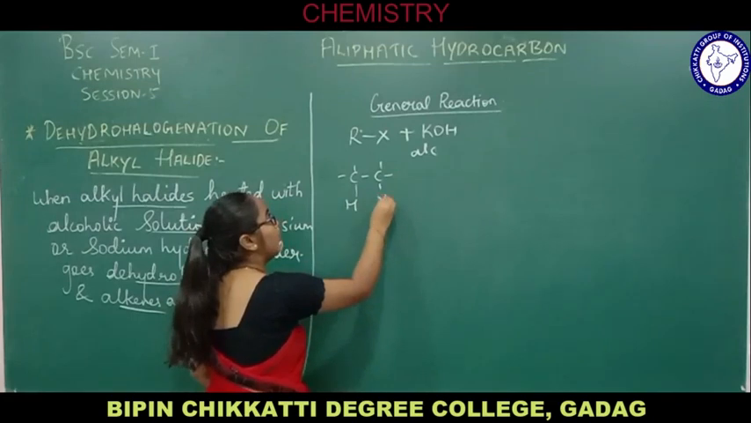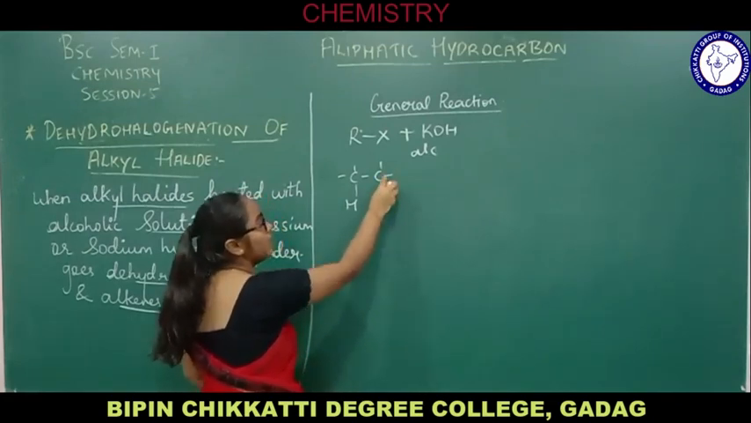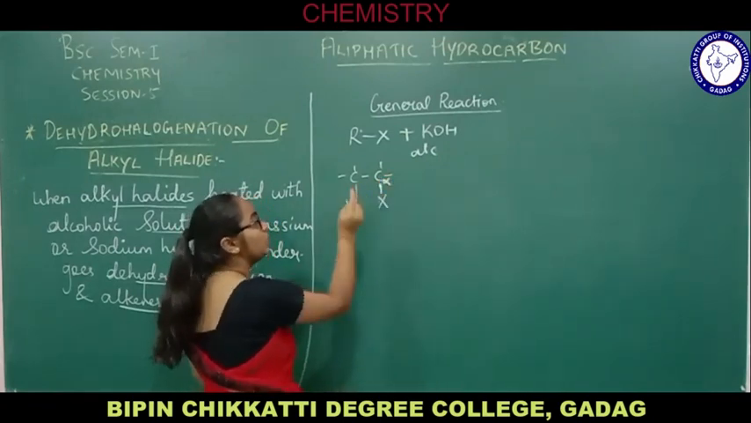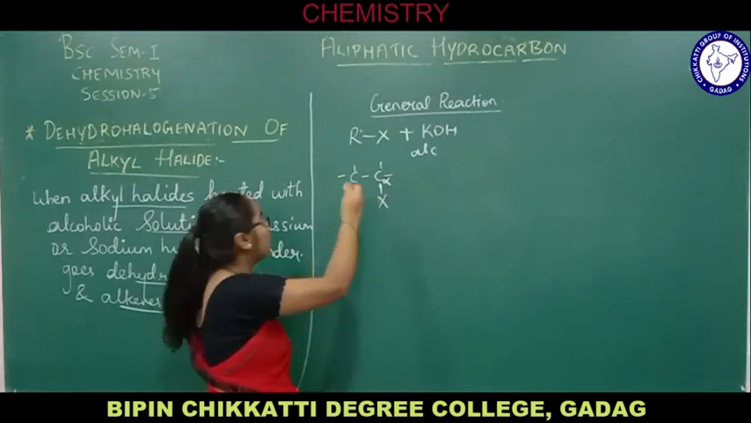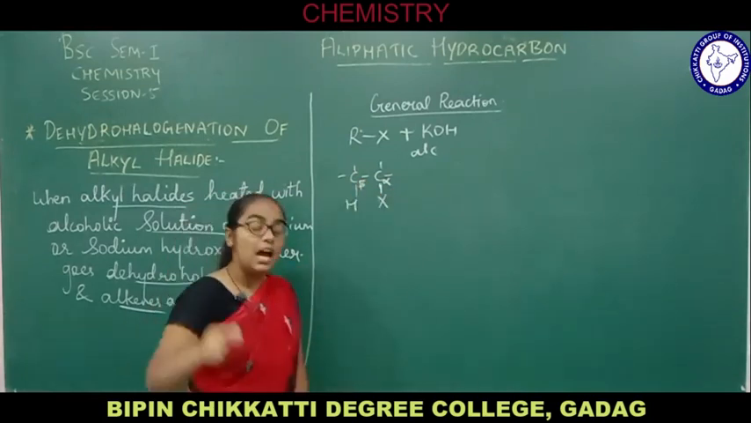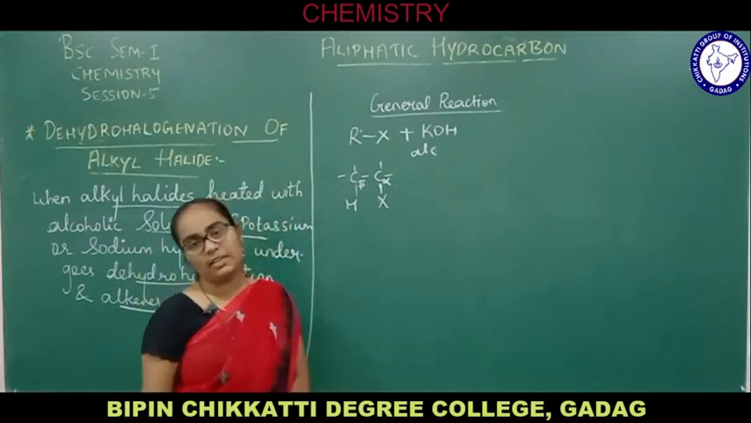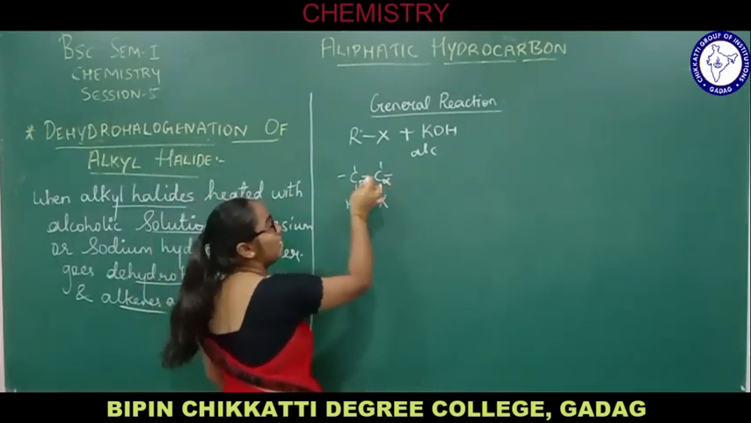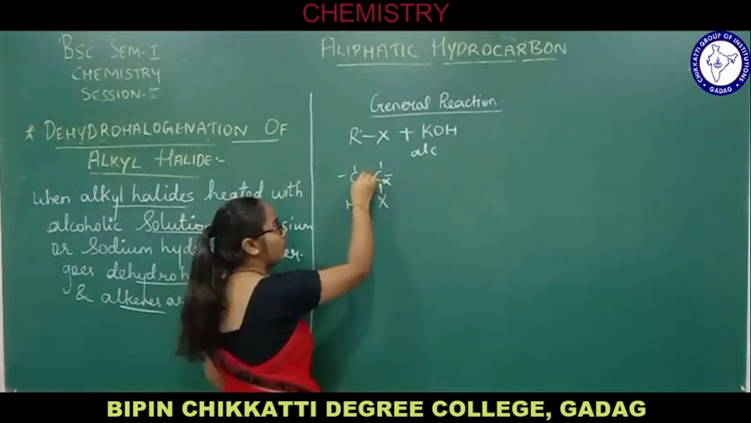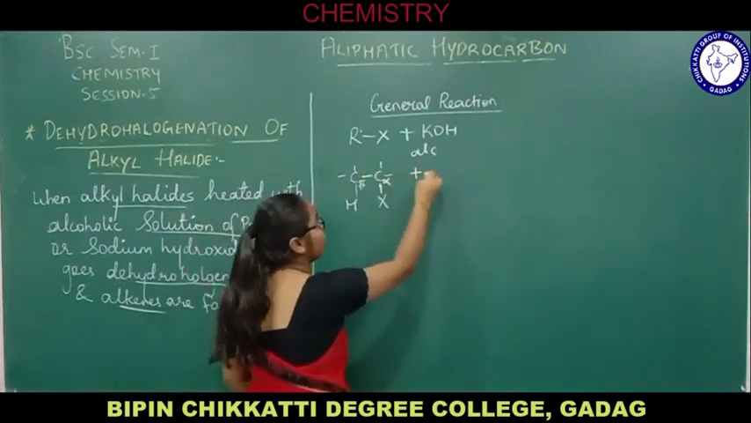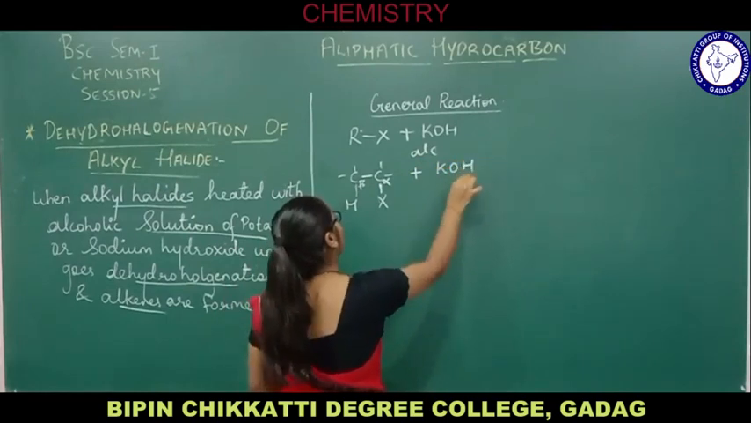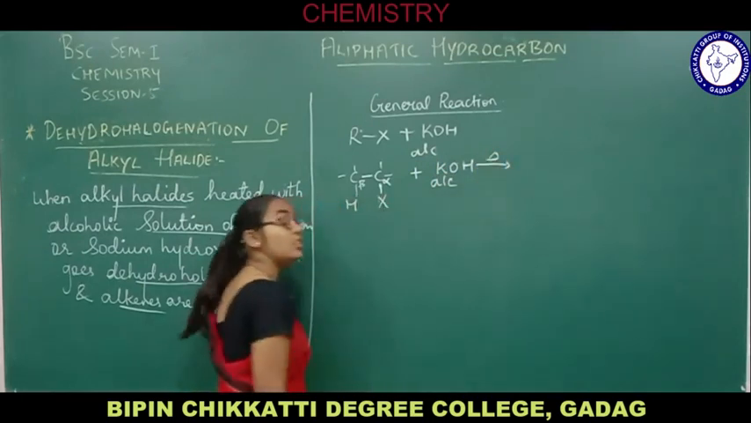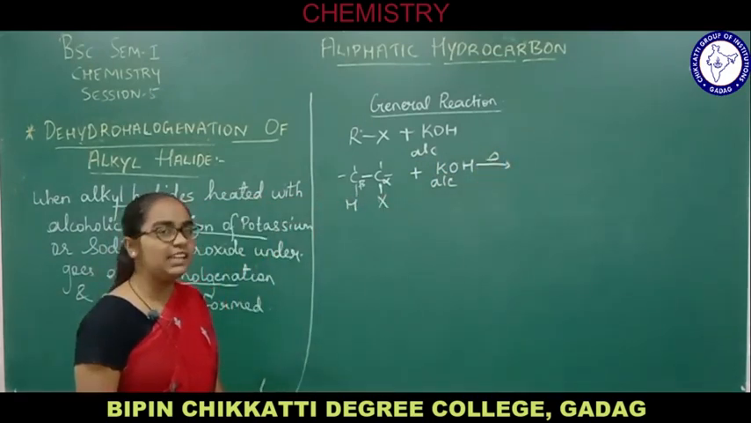The carbon to which the halogen group is attached is considered the alpha carbon, and the neighboring carbon to the alpha carbon, which carries hydrogens, is the beta carbon, right? So the alpha carbon is the carbon to which the halo group is attached. That is an important point. The alpha carbon and the beta carbon are attached to each other by a bond, we know that, and then it needs to be treated with alcoholic potassium hydroxide. This will be heated to form an alkene by dehydrohalogenation.